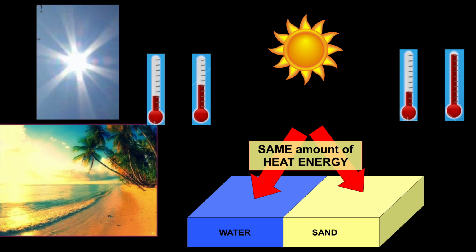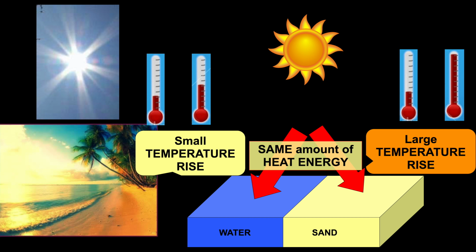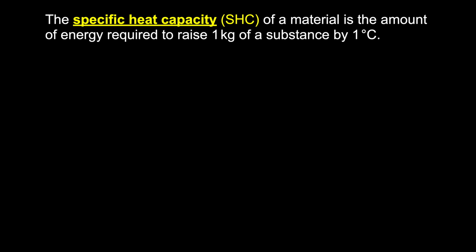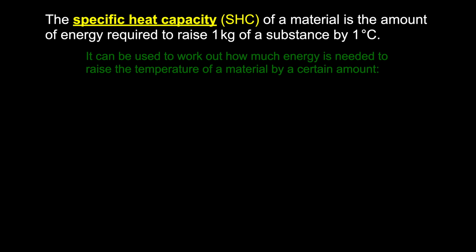This is due to a material property of both the sand and the water, called specific heat capacity. Specific heat capacity of a material is the amount of energy required to raise 1 kilogram of the substance by 1 degree Celsius. This can be used to work out how much energy is needed to raise the temperature of a material by a certain amount. Specific heat capacity can be given by this equation.